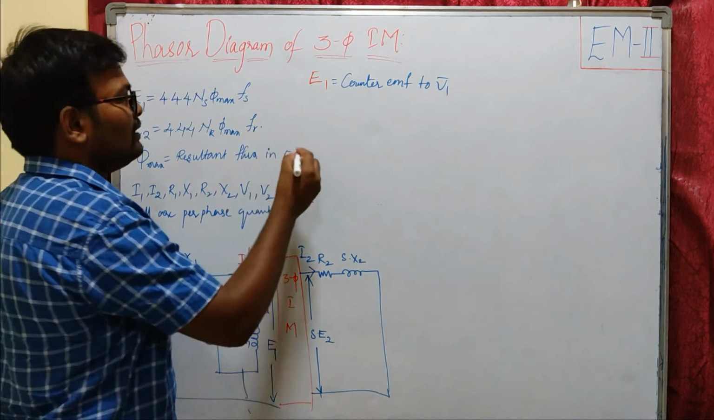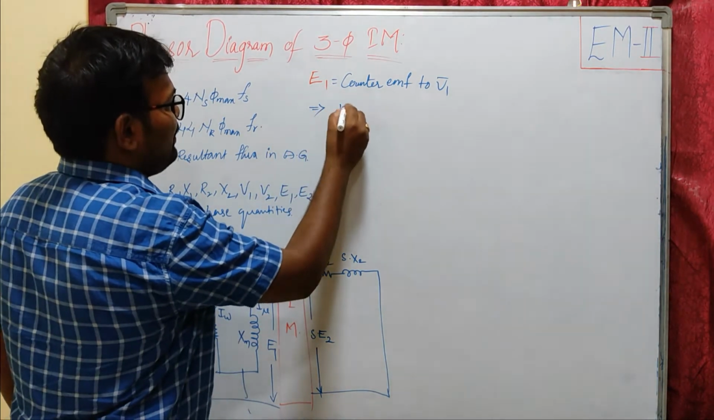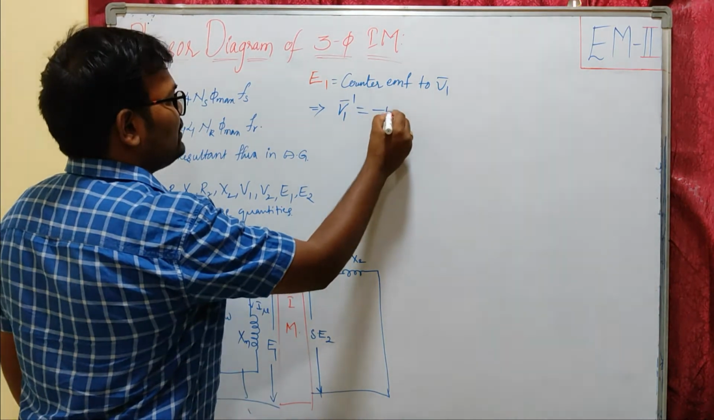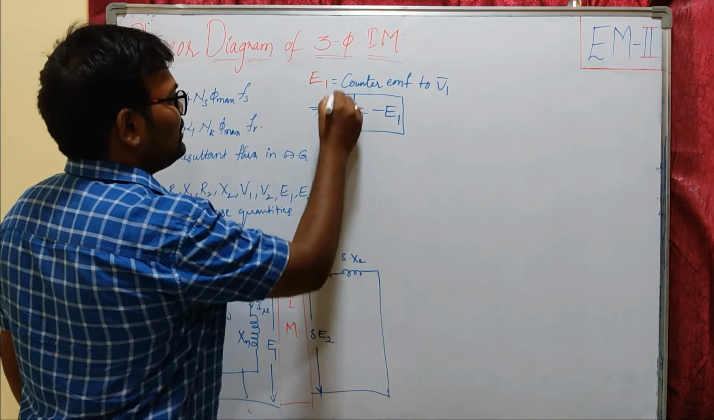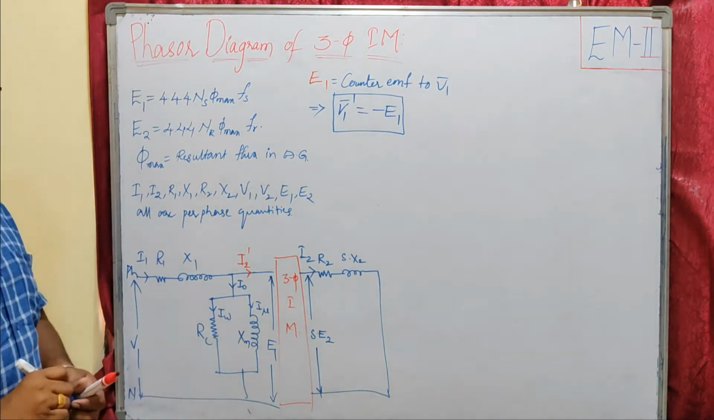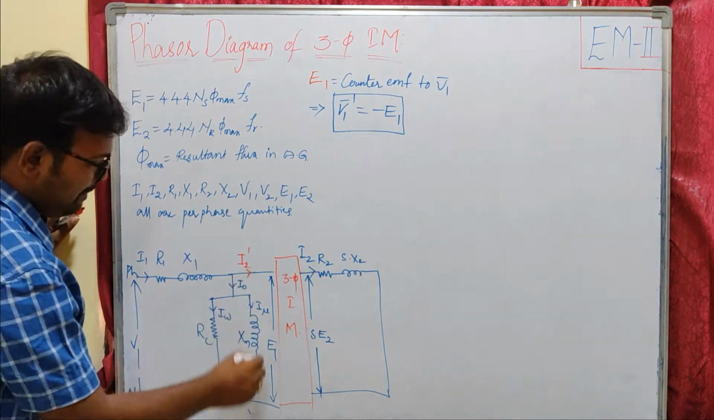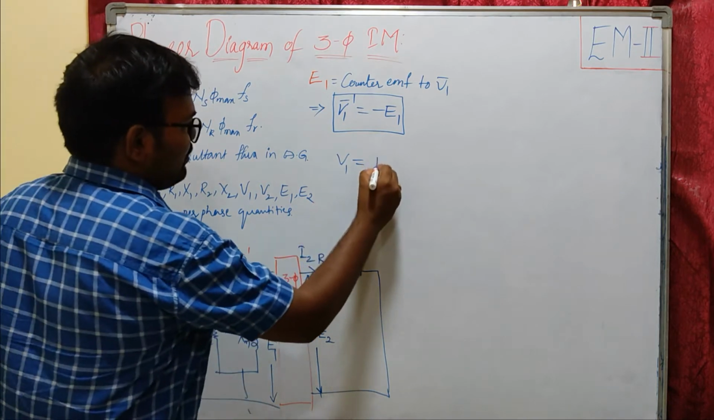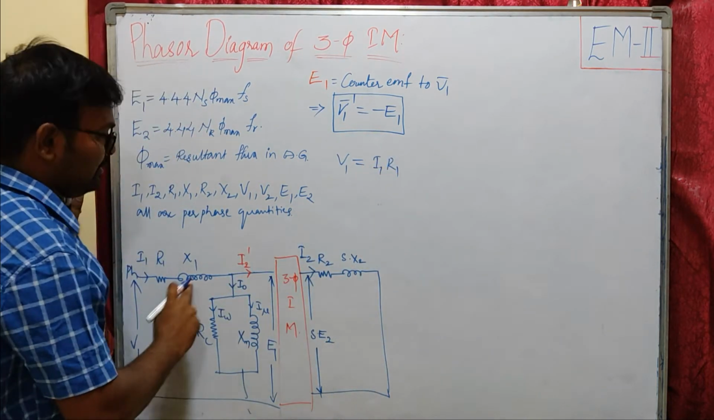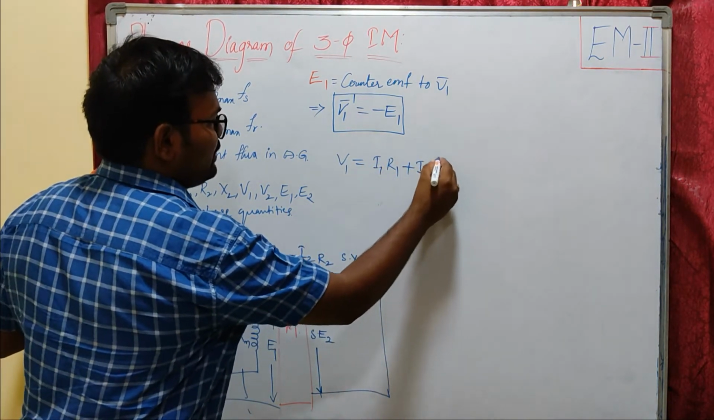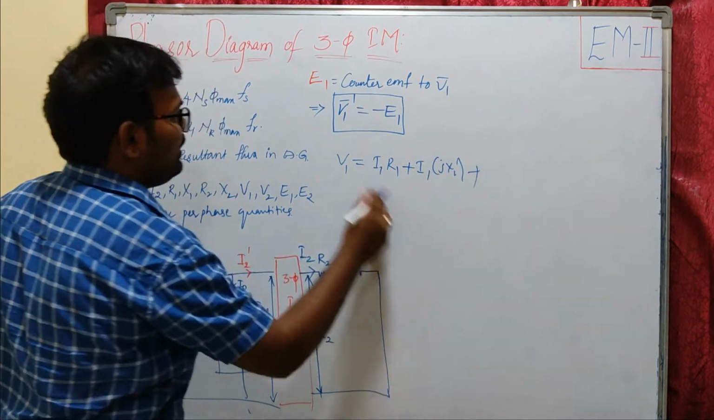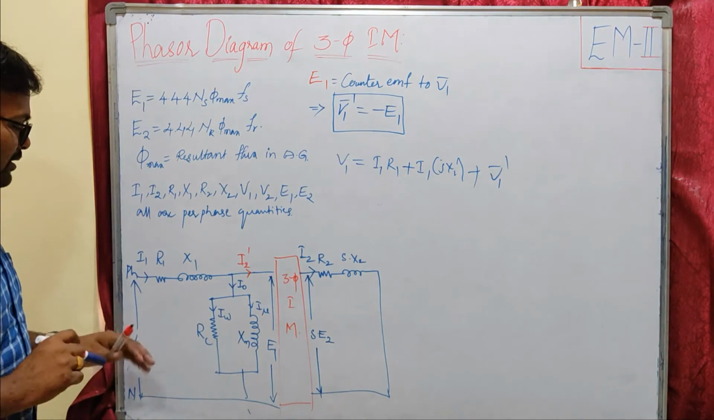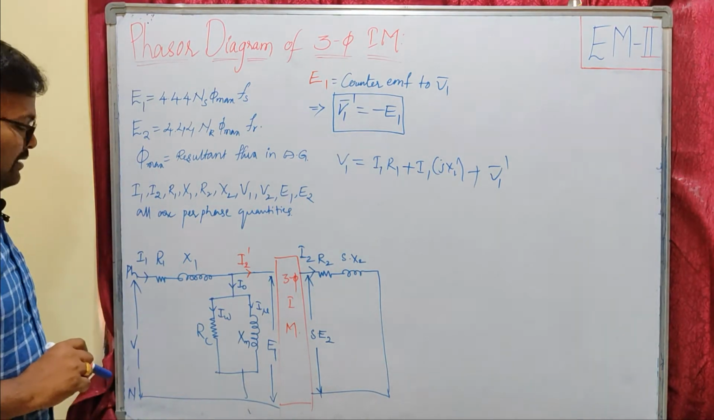Okay, so I am going to consider it as V1 bar. This is our counter EMF, which is equal to minus E. Okay, so this is useful for my phasor diagram. That means V1 equals I1 R1 plus I1 into jX1 plus my counter EMF V1 bar. Okay, this is the voltage expression for my stator supply voltage.